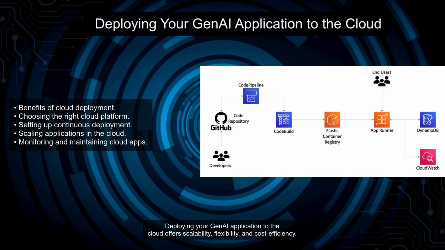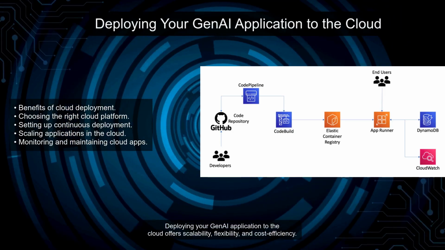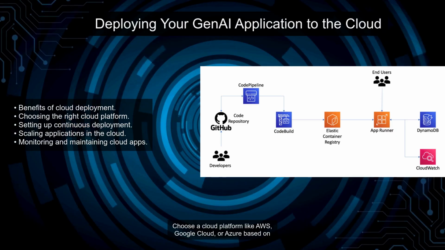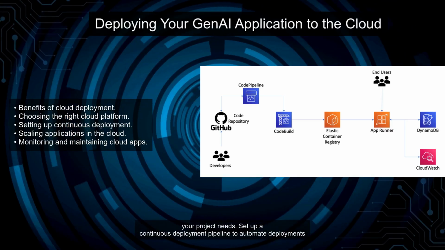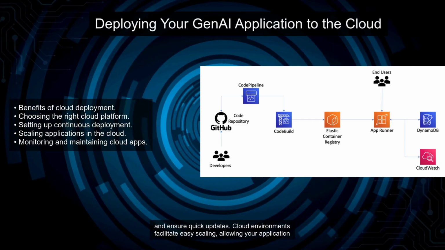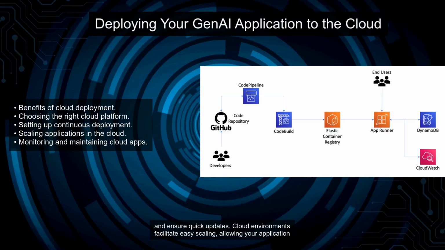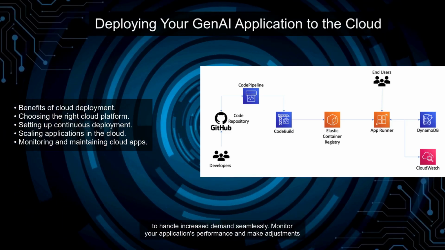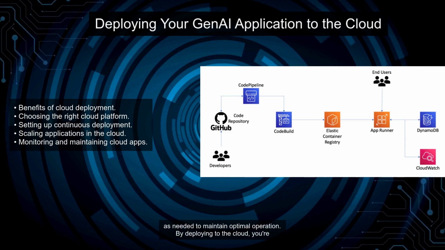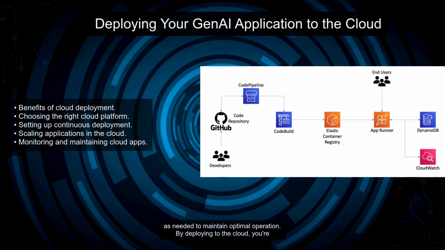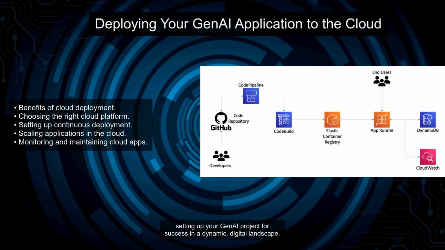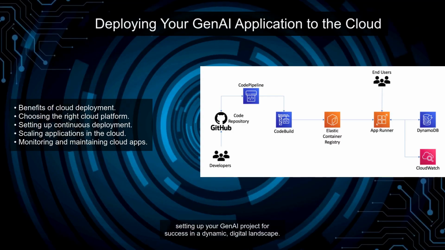Deploying your GenAI application to the cloud offers scalability, flexibility, and cost efficiency. Choose a cloud platform like AWS, Google Cloud, or Azure based on your project needs. Set up a continuous deployment pipeline to automate deployments and ensure quick updates. Cloud environments facilitate easy scaling, allowing your application to handle increased demand seamlessly. Monitor your application's performance and make adjustments as needed to maintain optimal operation. By deploying to the cloud, you're setting up your GenAI project for success in a dynamic, digital landscape.